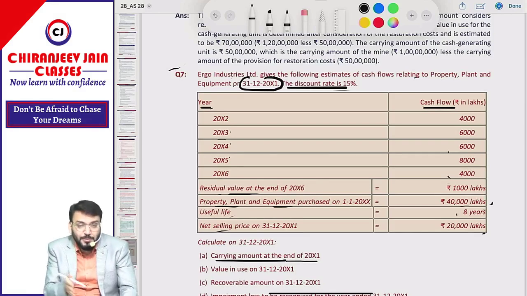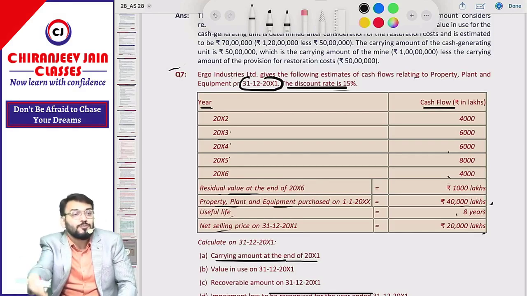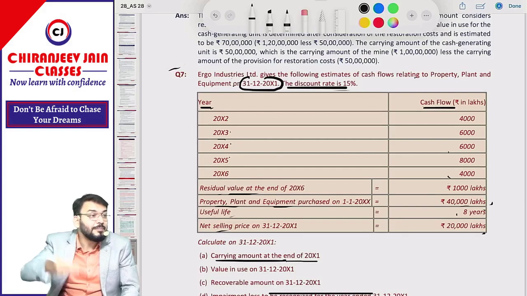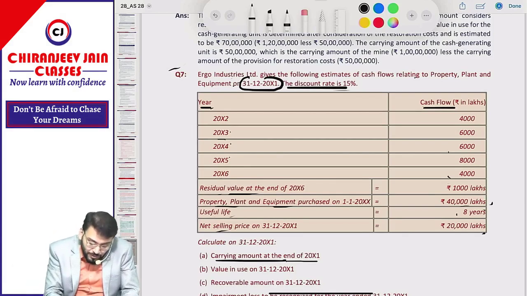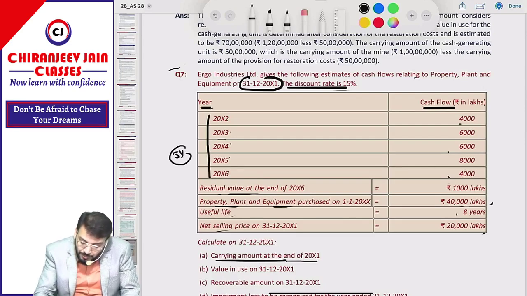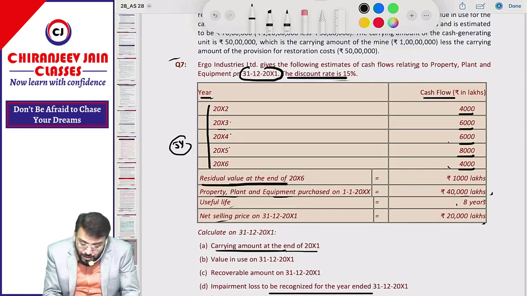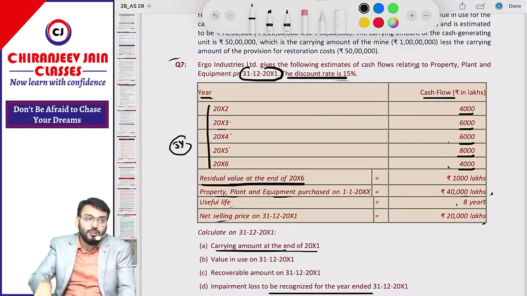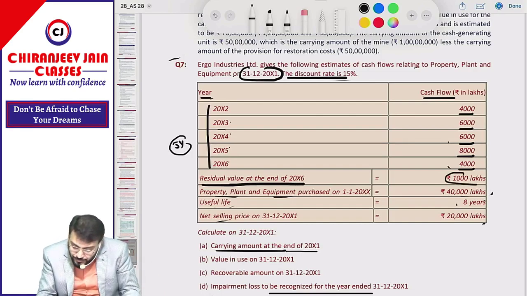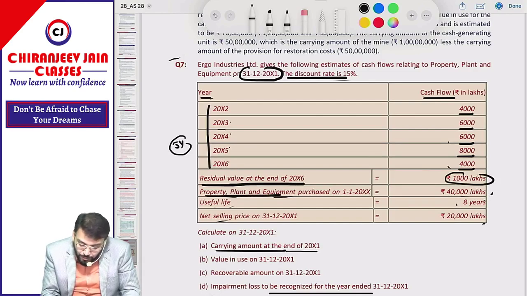So can I say estimated cash flow will be given for the remaining useful life? It means one thing is clear, remaining useful life is 5 years. So they have given 4,000, 6,000, 6,000, 8,000, 4,000. Now they have given residual value at the end of year 2006, means at the end of 2006 it can be sold at 1,000. Then the property, plant and equipment was purchased, from my point of view this should be 1.1.1999.